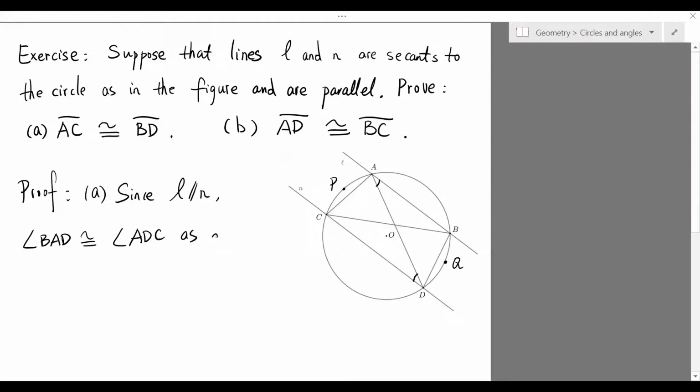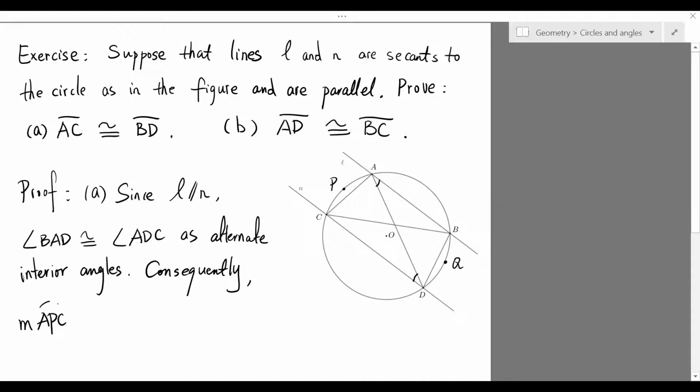So they are congruent as alternate interior angles. Consequently, the measure of the arc APC, which is equal to the double of the measure of the angle ADC, would have to equal the double of the measure of the angle BAD, which in turn is equal to the measure of the arc BQD.